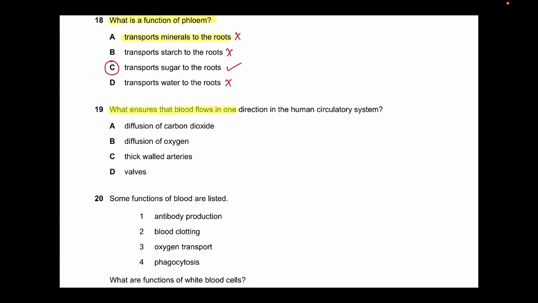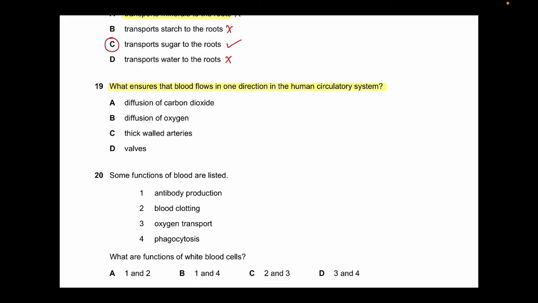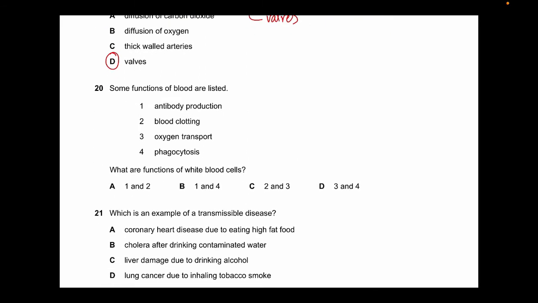What ensures the blood flows in one direction in the human circulatory system? Well, blood flow in one direction can be maintained using valves. So definitely valves is the correct answer.